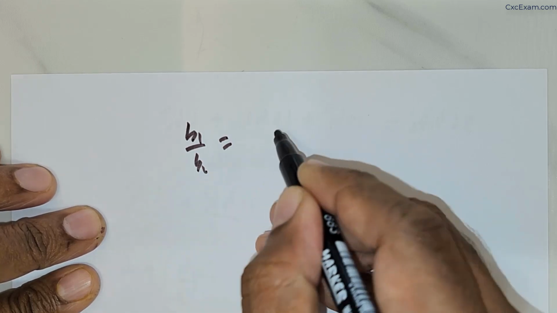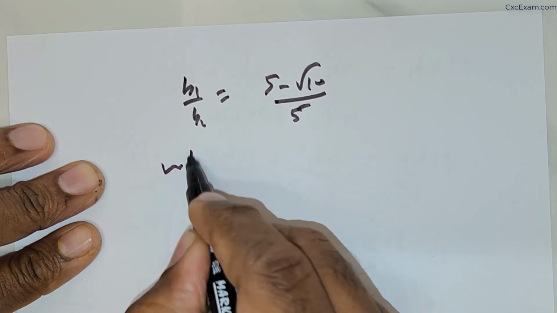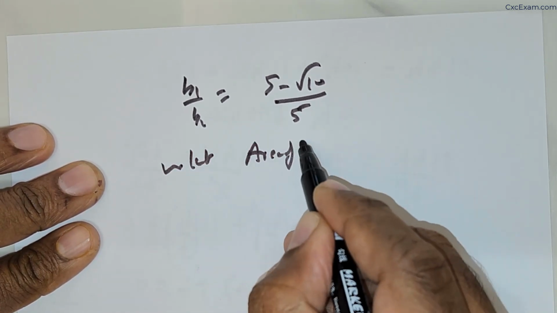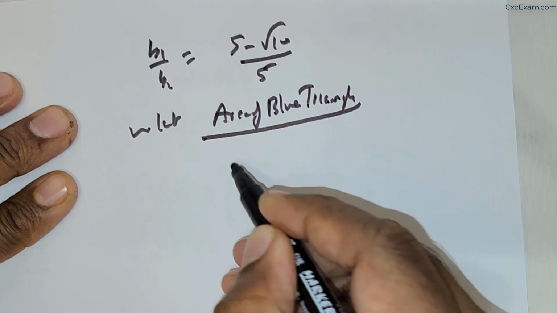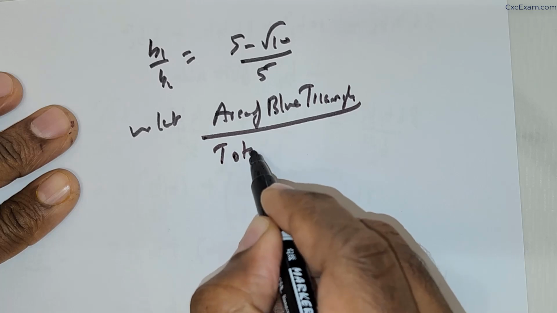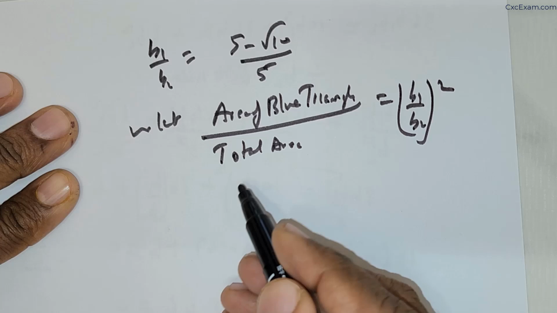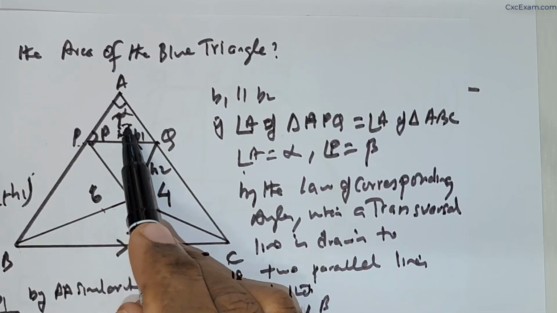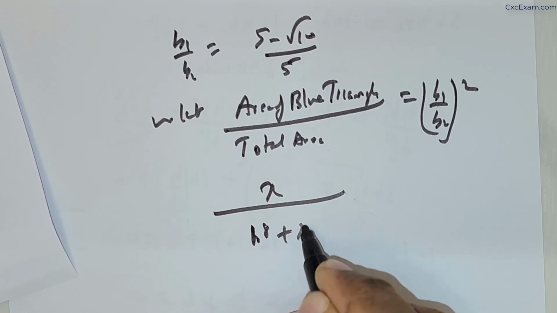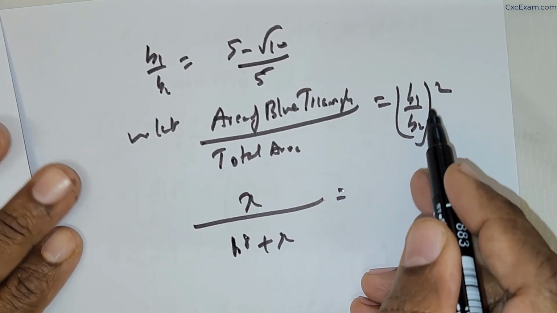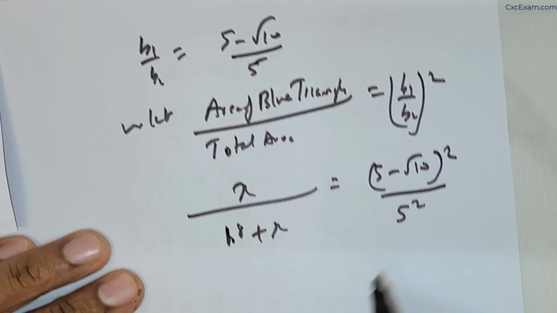So b1 over b2 is (5 − √10) divided by 5. Now we know that the area of the blue triangle divided by the total area is equal to (b1 over b2) the entire square, right? This area is unknown, so I'm going to take this as x. So it's going to be x over (18 + x) is equal to (b1 over b2) squared. That's nothing but (5 − √10) squared divided by 5 squared.